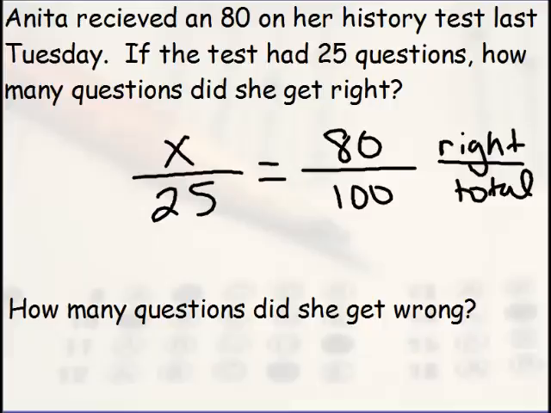Okay, you should have right over total. 80% is the percent that she got right out of a total of 100%. And she got 25 total questions, which would go on the bottom with total. So how many would she have gotten right? You'll put an X on top to find out. And then you can go ahead and simplify. So you might choose to simplify this by 10. So you would have 8 over 10. And then you could solve.